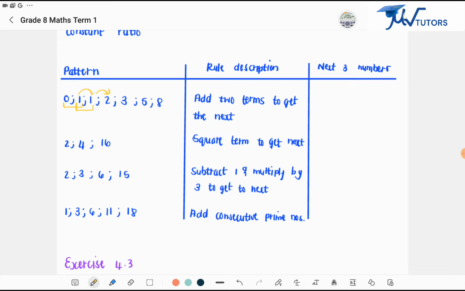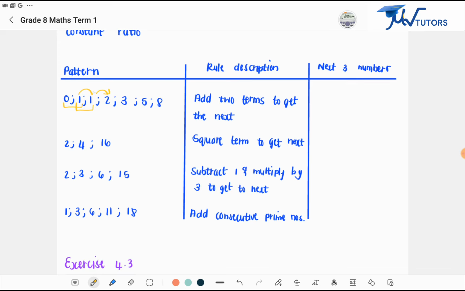I'm going to say 5 and 8 gives me 13. 8 and 13. Okay, let's see. 8 plus 13 will give me 21. All right, so that's my next term. And then 13 plus 21 will give me 34. All right, those are the next three numbers.